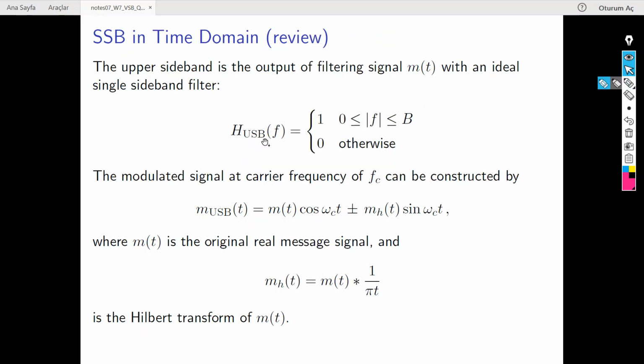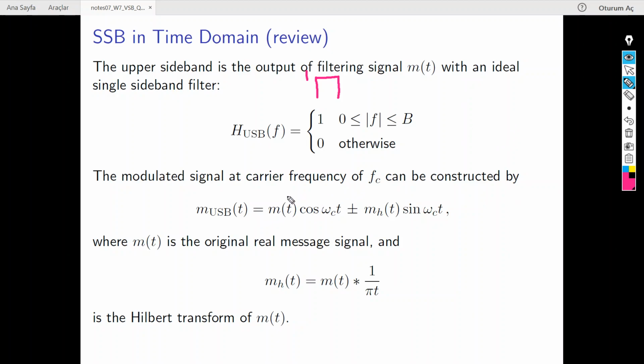And this is the filter you define basically. Well, can you draw this filter to me? It's just this. Yes, 1 when the frequency is between 0 and p, or between 0 and minus p, and 0 otherwise. The modulated signal in single sideband at carrier frequency of fc can be constructed. Now we understand it graphically, but mathematically, how do you do that?